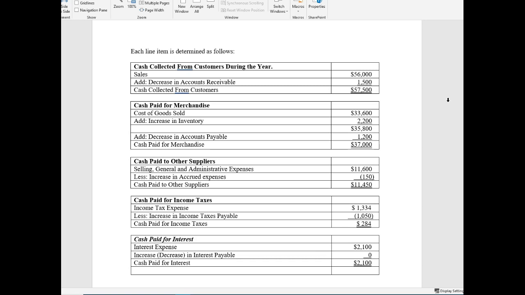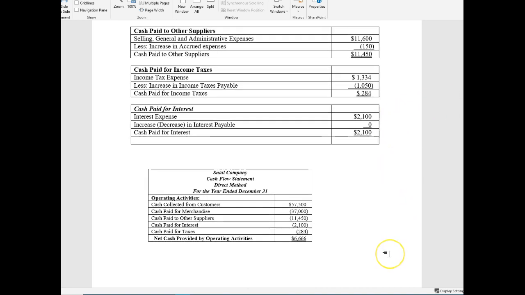Okay, so we have our collection from our problem now all ready to go. We'll go ahead and plug it in, and we'll see our cash collected from customers is there. Cash paid for all those items are listed, and our net cash provided by operating activities ends up being $6,666. To go on to complete this problem, we have to do the investing and the financing section. The additional information is provided in the problem that indicates what needs to be accounted for.